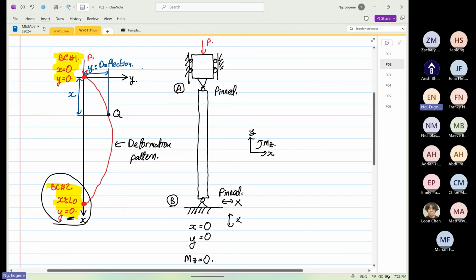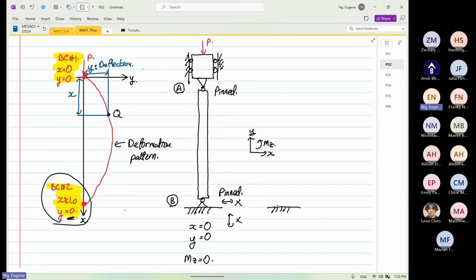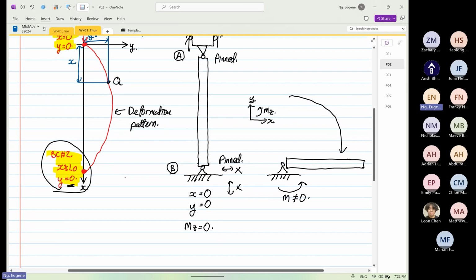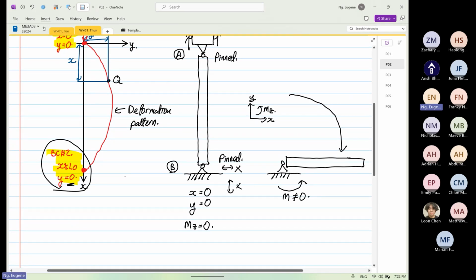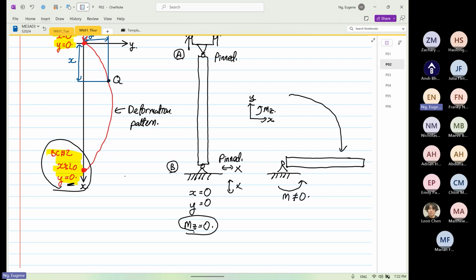So if we were to remove the support, the structure will end up like this. Okay, it will rotate downwards. Why will it rotate downwards? Why will it not stay vertical? In order for it to stay vertical, M cannot be equal to what? Well, cannot be equal to 0, right? But for the fact that when it's pinned, M is equal to 0.